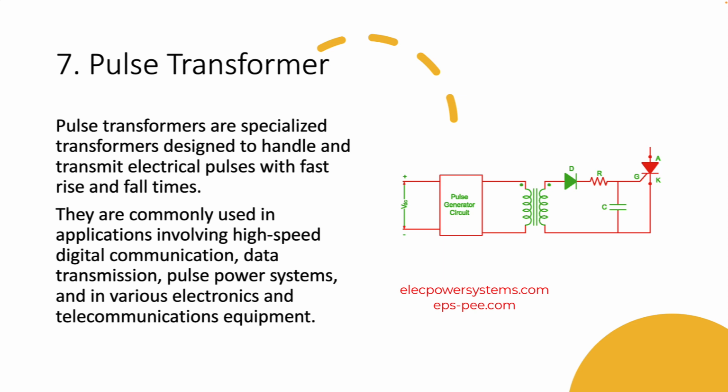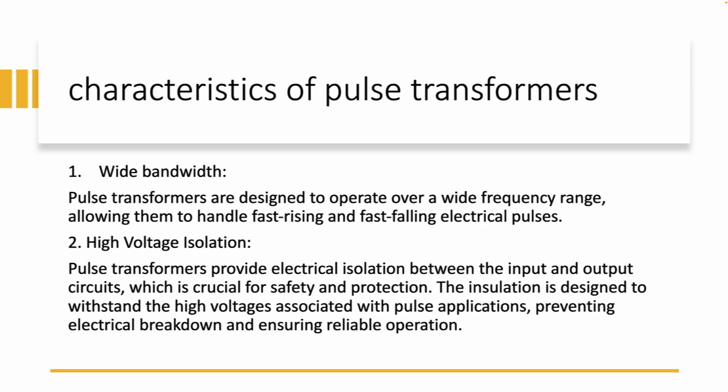Pulse transformers are specialized transformers designed to handle and transmit electrical pulses with fast rise and fall times. They are commonly used in applications involving high-speed digital communication, data transmission, pulse power systems, and in various electronics and telecommunications equipment. Here are some key features and characteristics of pulse transformers. Wide bandwidth. Pulse transformers are designed to operate over a wide frequency range, allowing them to handle fast-rising and fast-falling electrical pulses. They are capable of transmitting high-frequency signals without significant distortion.